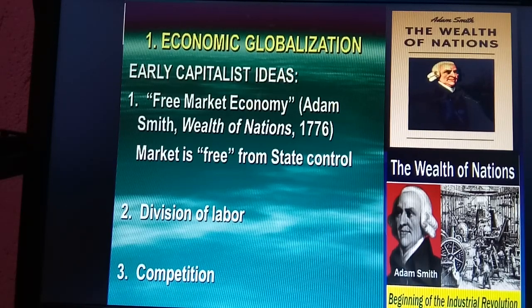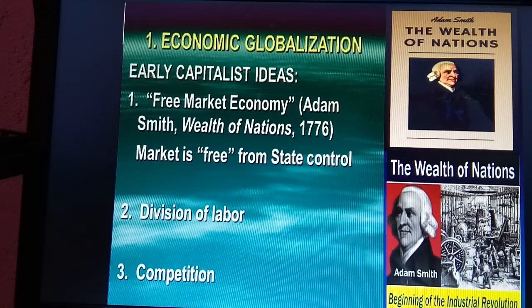So the early capitalist ideas of the free market, quote unquote, by Adam Smith in his book The Wealth of Nations, 1776. Market is free, quote unquote, from state control. What does this mean? Adam Smith is the proponent of laissez-faire. Perhaps you have encountered that French term, laissez-faire, or free market or free enterprise. It means the market is left alone by government, without so much restriction from government, which could lead to the wealth of nations. That is the free market economy.